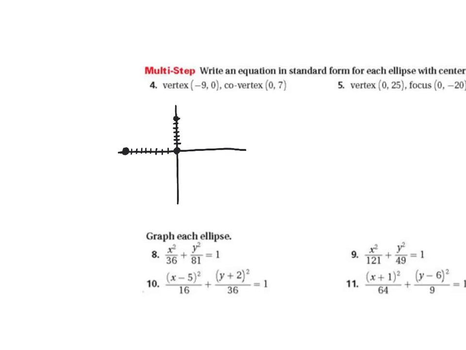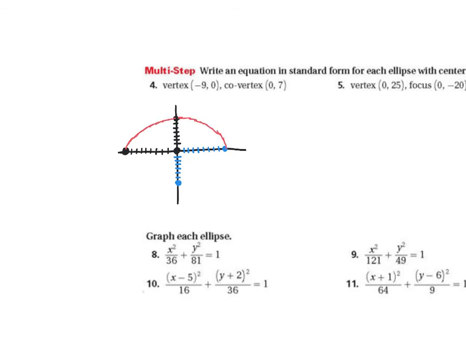Now, what they're not telling you is that these are mirrored. 1, 2, 3, 4, 5, 6, 7, 8, 9, right here. 1, 2, 3, 4, 5, 6, 7, right here. So they're really saying that we have the co-vertex and the vertex.